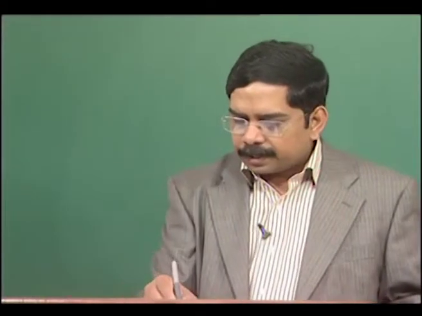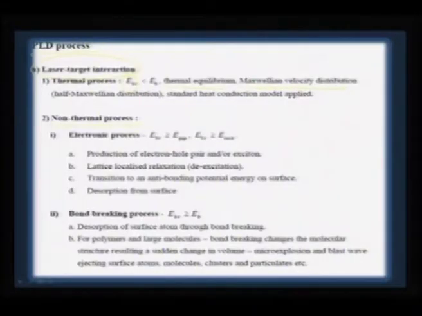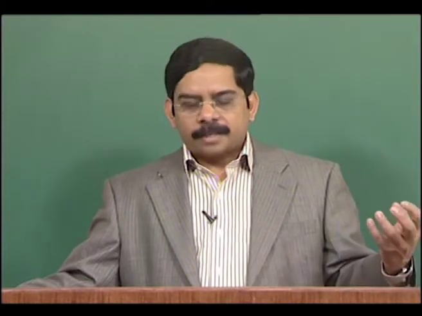The other form is non-thermal process. In non-thermal process, you actually have 2 situations. One is an electronic process and another one is a bond breaking process. Usually in material science, we give more attention to bond breaking process, because you know the material and you know whether it is a ceramic, whether it is a polymer, or whether it is a metallic material. So you know how much of the binding energy each material is associated with.